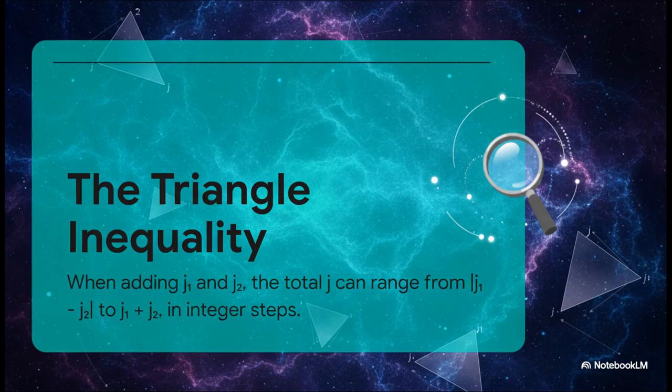It's called the triangle inequality. And it basically says that when you combine J1 and J2, the total spin J can't just be whatever it wants. It's locked into a specific range, from their absolute difference all the way up to their sum. How cool is that? It gives us this really neat mental picture. The 3 angular momenta have to be able to physically form the sides of a triangle.